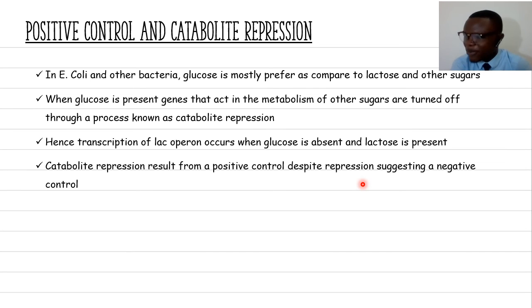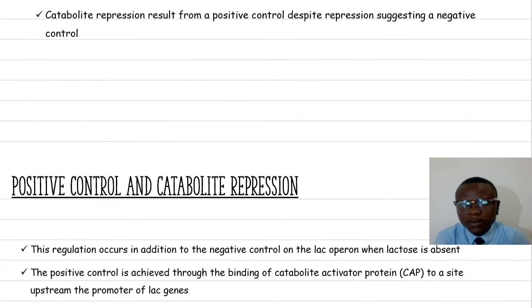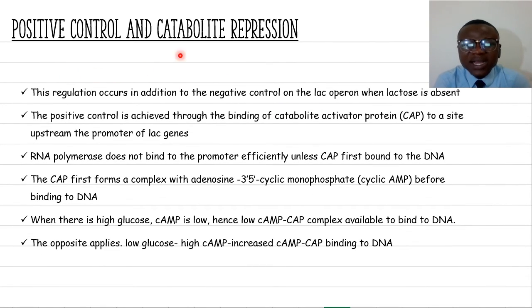So what does that mean? Let me break it down. This catabolite repression occurs in addition to the negative control that we just discussed, meaning the lac operon that we just discussed. So this process will go on when there is low lactose in the cell. The positive control is achieved in the sense that when there is no catabolite activator protein, the binding of RNA polymerase to the promoter is not really that efficient.